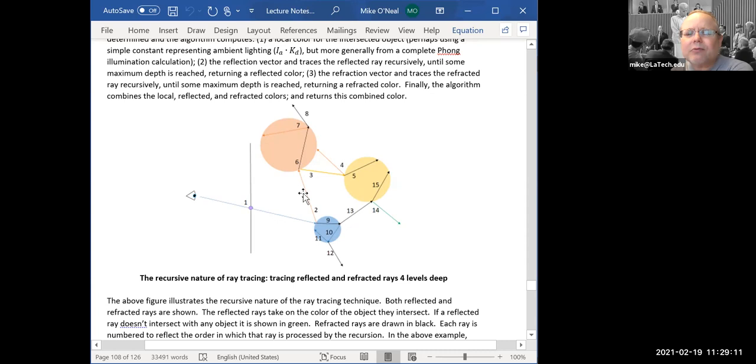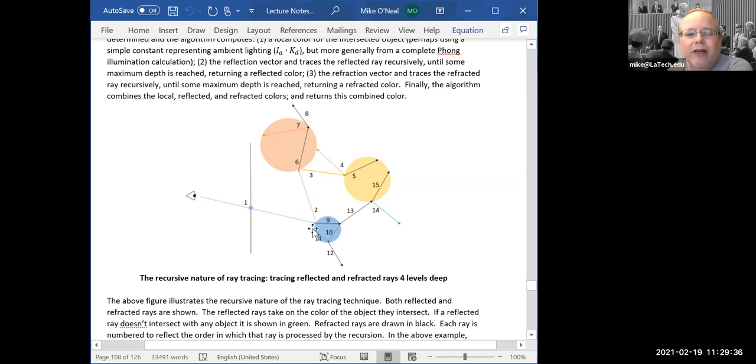You might say, Mike, I thought you said you were making these things different colors based on what they hit. Why is this one green? Because if I have a reflected ray that doesn't hit anything, I had to give it a color, and I looked around and green was a color that I hadn't used. So the green ray here is a reflected ray that doesn't hit anything. I needed to give it a color, so I made green.